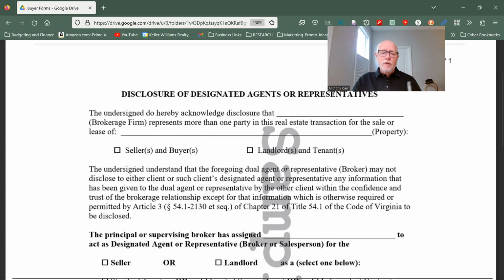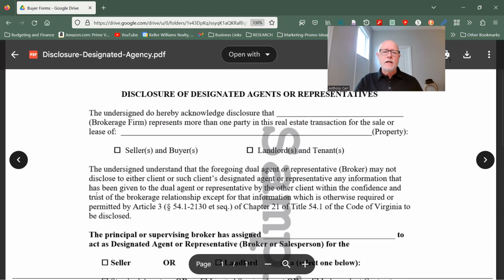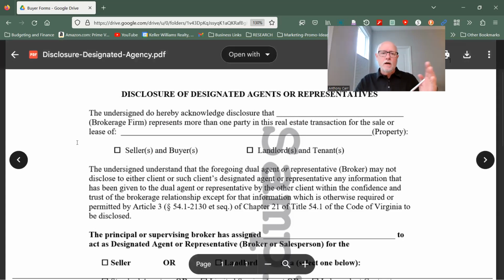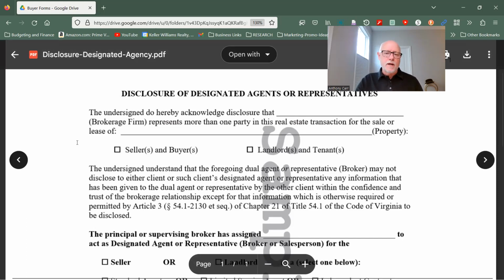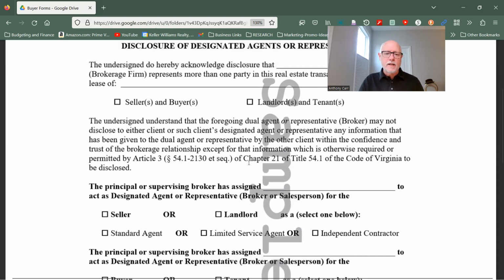So you would have this signed by all the buyers and sellers, a disclosure that KW United represents more than one party in this real estate transaction, the lease or sale of, with the property address, sellers and buyers, landlords and tenants, whichever way it is. Most times it's going to be sellers and buyers. And you see this is a statutory situation. These are state statutes that are being dealt with here when you're talking about agency.